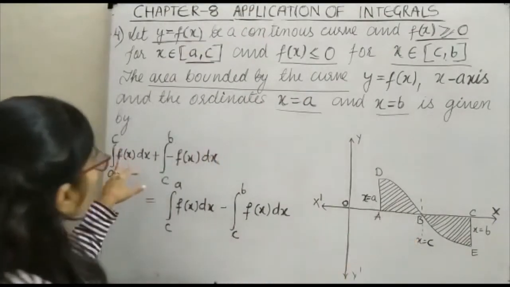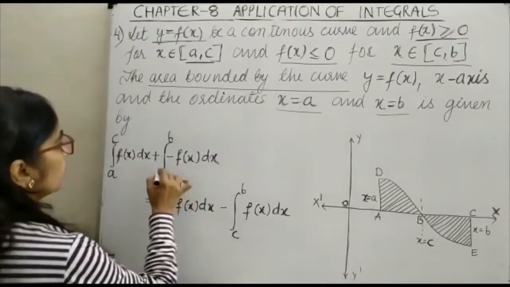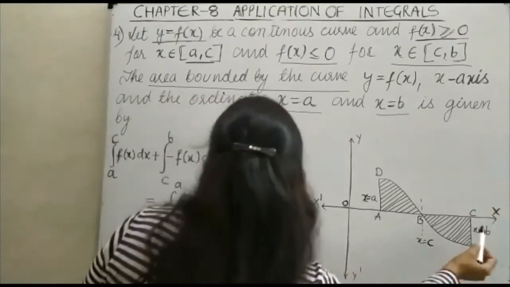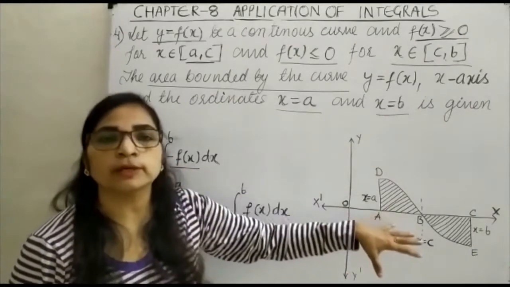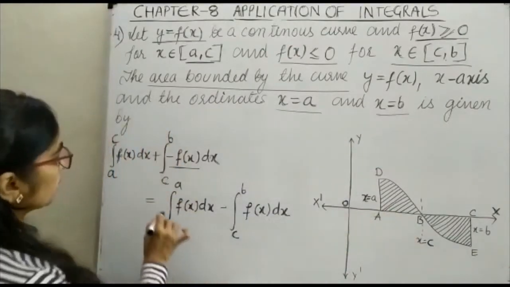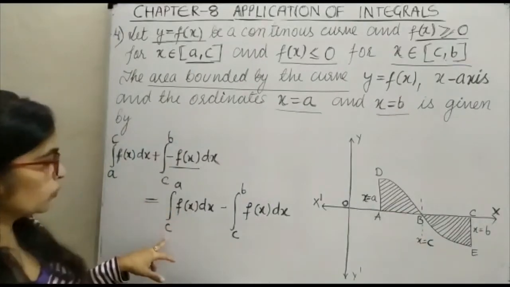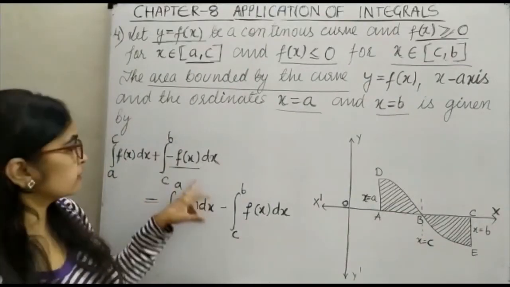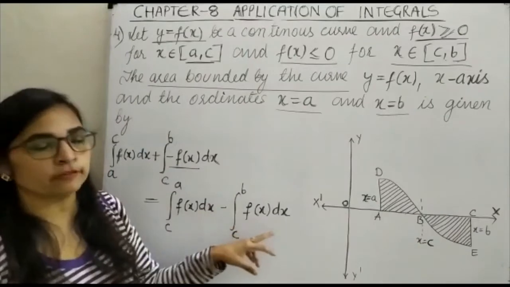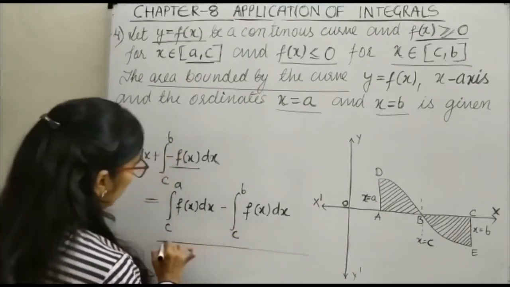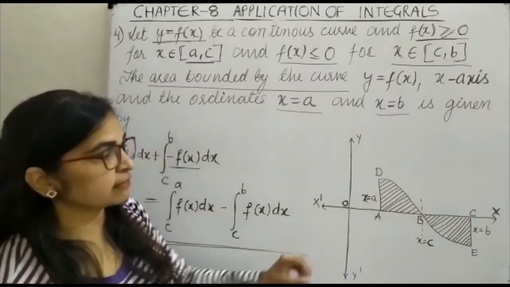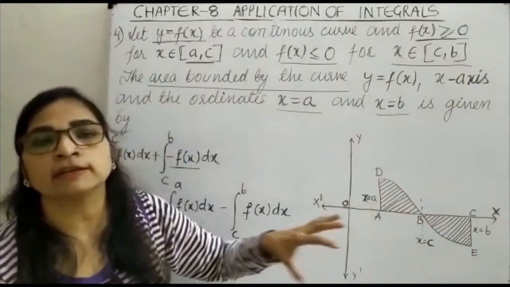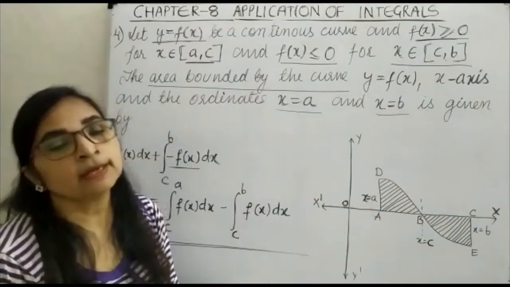So just see here, it is given that the integral from a to c of f(x) dx plus the integral from c to b, with this minus sign, you know, because it is below the x-axis. The same thing becomes equal to the integral from a to c of f(x) dx minus the integral from c to b of f(x) dx. So this is how we work out when our curve changes position, by considering that point from where it takes the turn. Okay, thank you.